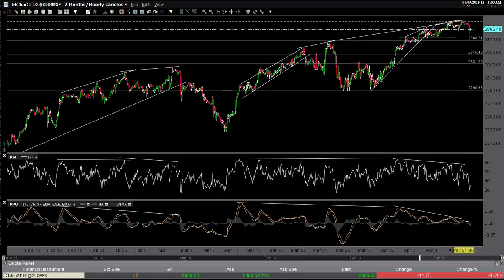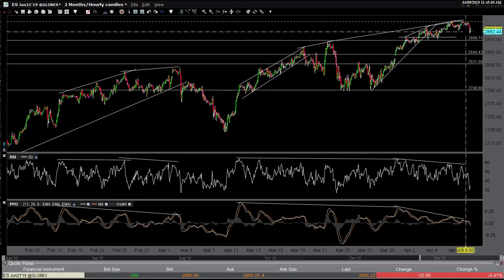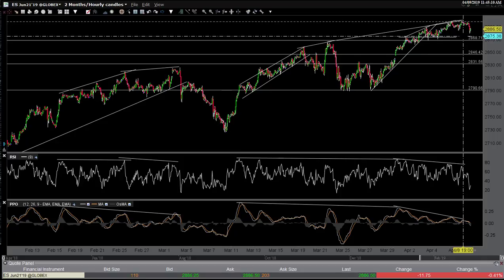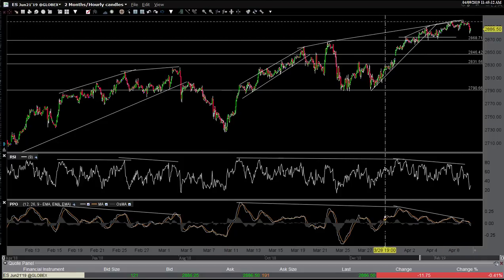So here's the thing. We have divergences, we have these little minor trendline breaks, but we don't have any sell signals on the daily time frame yet, and I'm going to get to those. So something that we might watch.